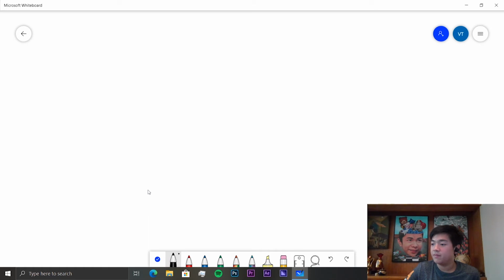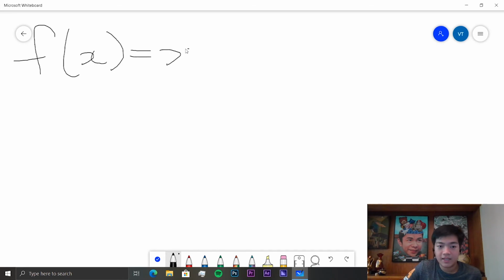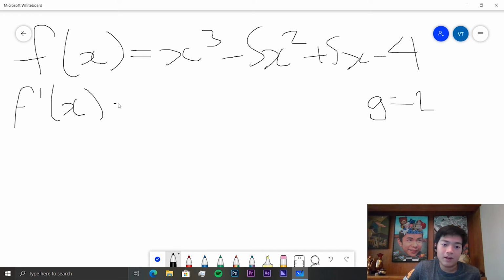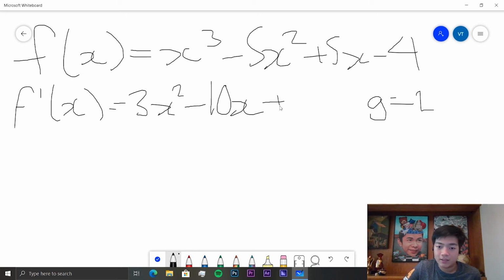We have the question, find the equation of the tangents of the function f of x is equal to x cubed minus 5x squared plus 5x minus 4, and we need to find the equations of all tangents whose gradients are 2. So first let's derive this function. Get the derivative, f prime will be equal to, bring the power down, and then what's 3 minus 1, 2, minus 5x squared, bring the power down, minus 10x, 2 minus 1 is 1, plus 5x. So this is simply plus 5.